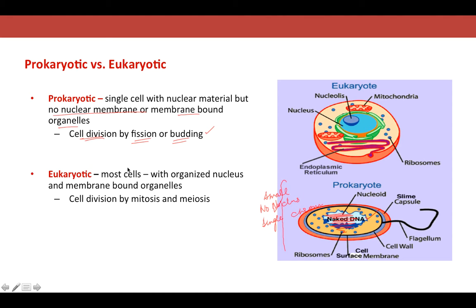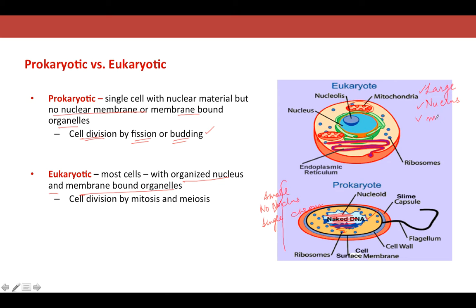Now let's look at the eukaryotic cell. Eukaryotic cells are the complete cell with organized nucleus membrane and other membrane bound organelles. So I have a very organized nucleus, and other organelles such as Golgi bodies, mitochondria, ribosome, all of them are there. This cell is relatively large in size as compared to a prokaryotic cell, and obviously the nucleus is present. All of them are in a very organized manner.